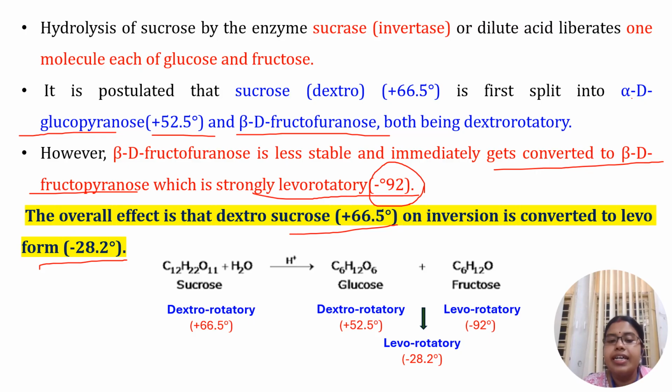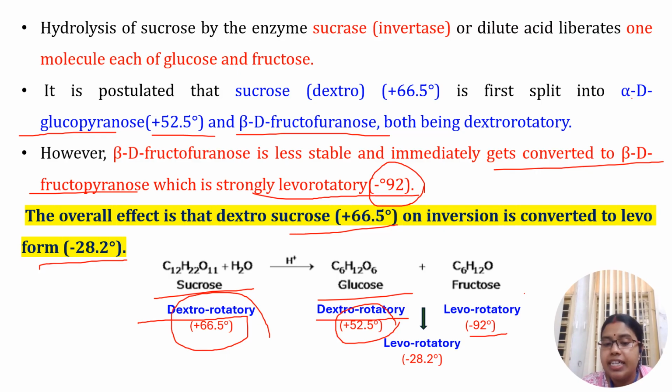In the reaction also, it is clearly shown that sucrose, a dextrorotatory structure, has an optical rotation of +66.5 degrees. With the help of an enzyme or an acid, it is converted to glucose and fructose. That glucose, the alpha-D-glucopyranose, is dextrorotatory, with optical rotation +52.5 degrees, and fructose, the beta-D-fructopyranose, is levorotatory, -92 degrees. So combined, the overall effect is levorotatory, with an optical rotation of -28.2 degrees. So the total phenomenon is known as the inversion of sugar.